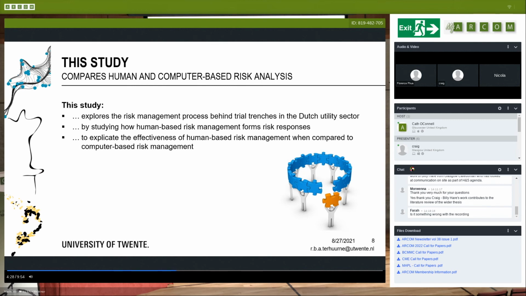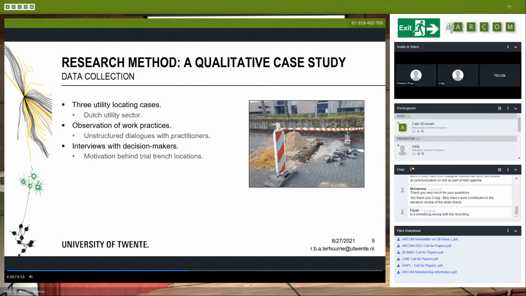So, in this study, I explored the risk management process behind trial trench locations in the Dutch utility sector by studying how human-based risk management forms risk responses and to explicate the effectiveness of human-based risk management when compared to the outcomes of computer-based risk management. I therefore conducted a qualitative comparative case study in which I studied 3 utility locating cases in the Dutch utility sector.